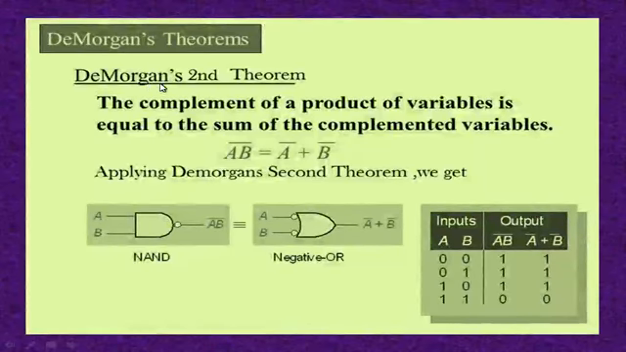This is De Morgan's second theorem. The statement of this De Morgan's theorem is: the complement of a product of variables is equal to the sum of complemented variables. Suppose there are two variables. This is the product of two variables, A dot B, and the complement of their product is equal to the sum of the complemented variables, meaning complement of A plus complement of B. This is the Boolean equation for De Morgan's second theorem.